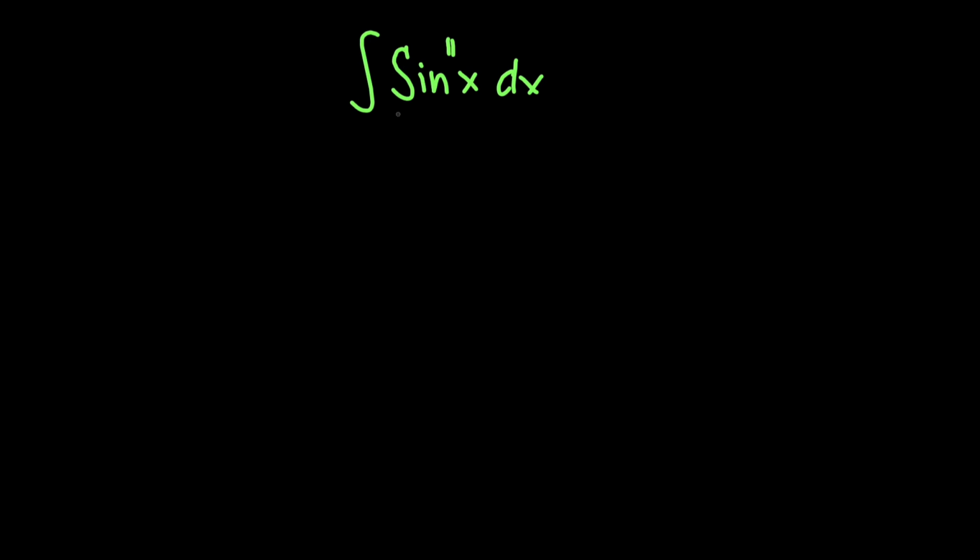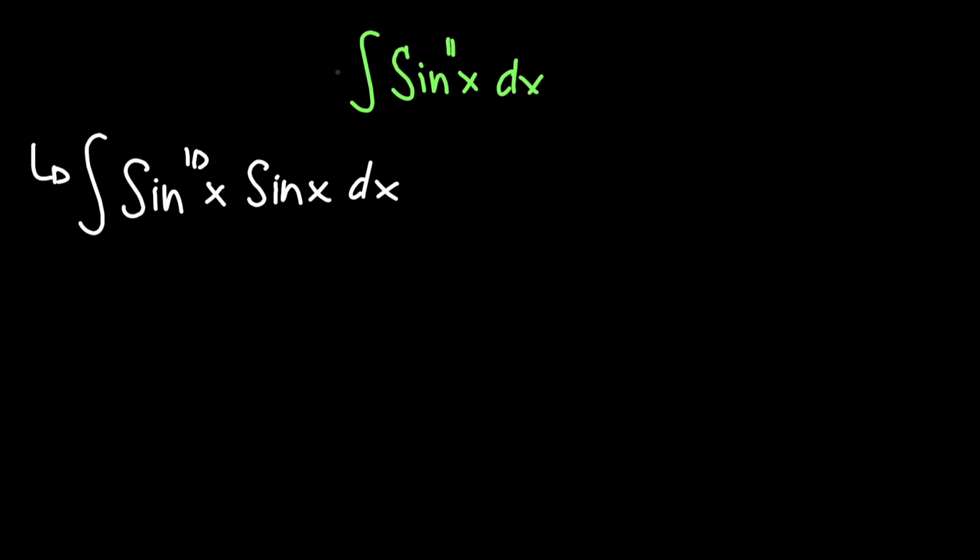Let us evaluate the integral of sine to the power of 11 of x. When dealing with an integral of sine, you would first need to factor out a sine of x whenever you have an odd exponent. So this would be sine to the power of 10 of x multiplied by the factored out sine of x dx.